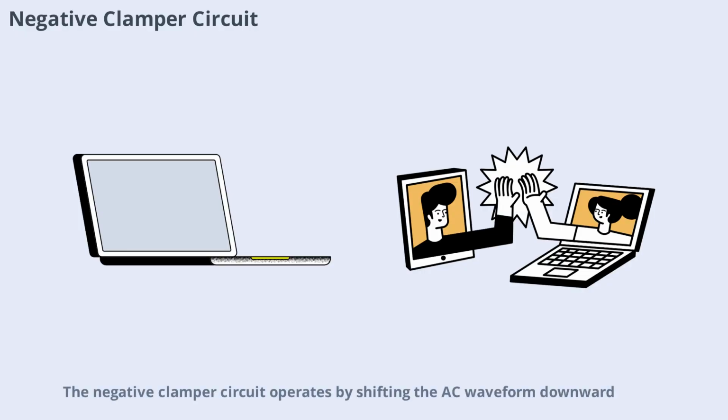First, the negative clamper circuit operates by shifting the AC waveform downward. During the positive half cycle, the capacitor charges, and the diode controls the voltage level. This results in the entire waveform being moved below the original reference point. Clampers are vital in applications where signal alignment is necessary, such as in television receivers and communication systems. Understanding how clampers work helps in designing circuits that require precise voltage positioning.